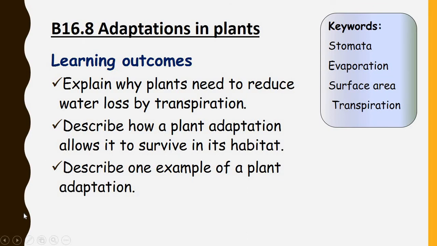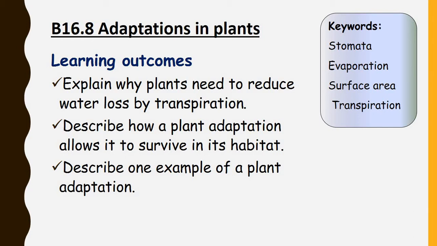Okay, getting into the learning outcomes then: explain why plants need to reduce water loss by transpiration. Why is that? We looked at the transpiration stream before. Why do plants need to reduce that water loss? Describe how plant adaptation allows it to survive in its habitat, different plant adaptations, and describe one example of a plant adaptation. And we've got some questions to have a go at today, just to try and put into practice what you've read and what you've made notes of.